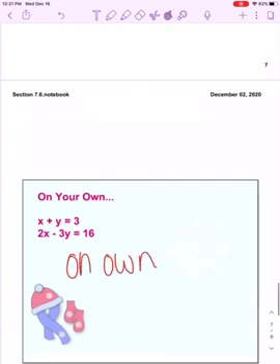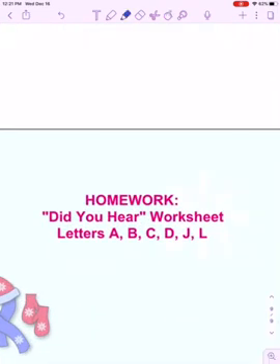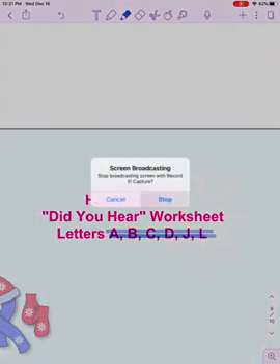You can go ahead and do this one on your own, and then turn those in. And your homework is this worksheet, but you're only doing these specific letters today: A, B, C, D, J, and L. We are going to do the rest of them on a different day, but just start with those 6.